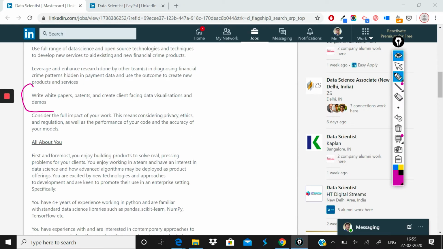Apart from that, write white papers, patents, and create client-facing data visualization and demos, something which is required in a lot of data science roles, right? In the end, it says this means considering privacy, ethics, and regulation, as well as the performance of your code and accuracy of your models. You need to consider the full impact of your work, because you are dealing in a highly regulated kind of environment. You should be able to understand the overall ecosystem also pretty well.